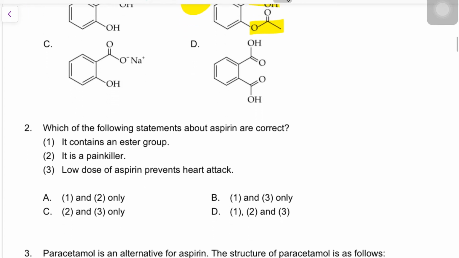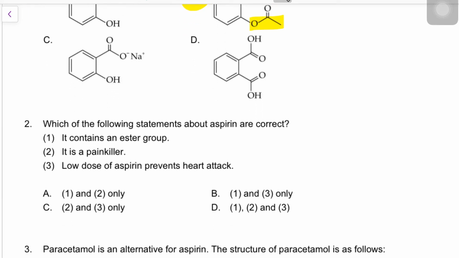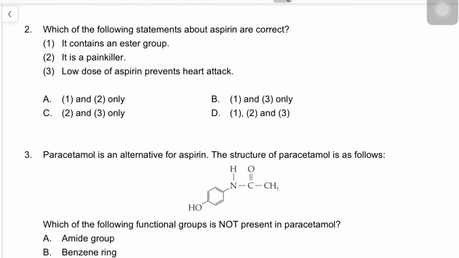The second one is, which of the following statements about aspirin is correct? Sure, we just discussed it contains an ester group. It is a painkiller. Yes, if you suffer from headache, you can use aspirin to relieve it. And yes, low dose of aspirin can prevent heart attack or heart disease because it reduces the viscosity of the blood. So D will be correct.